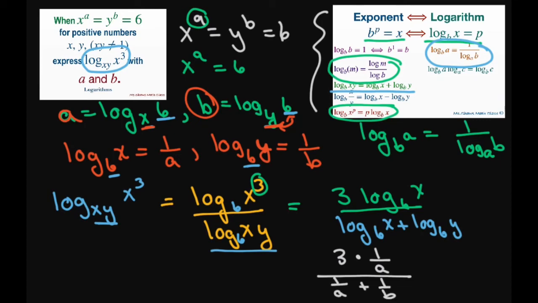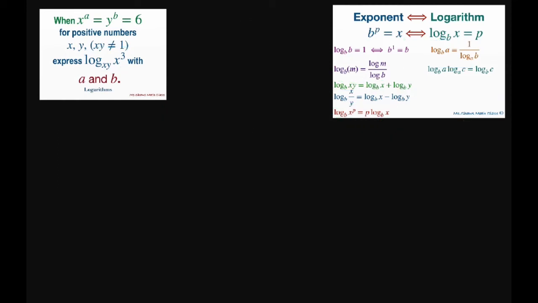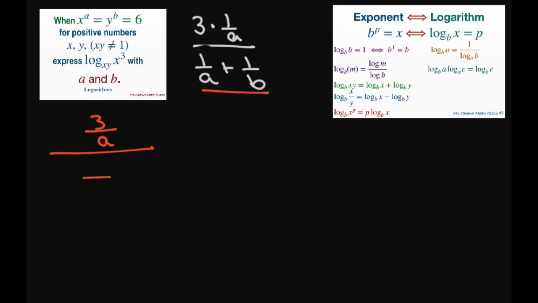All right, now that we have that, I'm going to write that again. We've got to simplify that a little bit. We have 3 times 1 divided by a, and then 1 divided by a plus 1 divided by b. The numerator is just going to be 3 divided by a. For the denominator, you get your common denominator of ab, and then you just do the butterfly method. That's going to be b plus a.